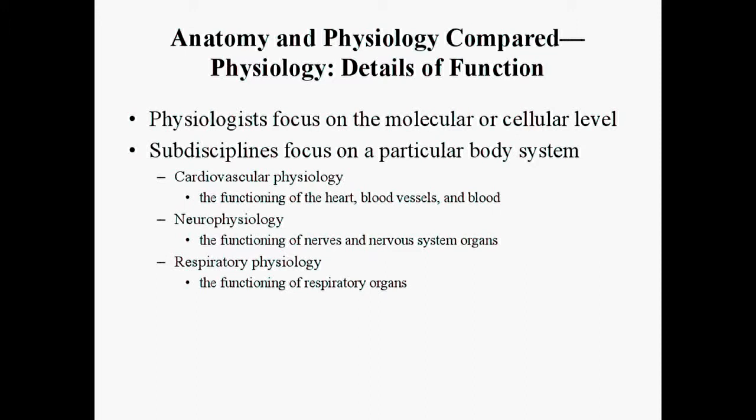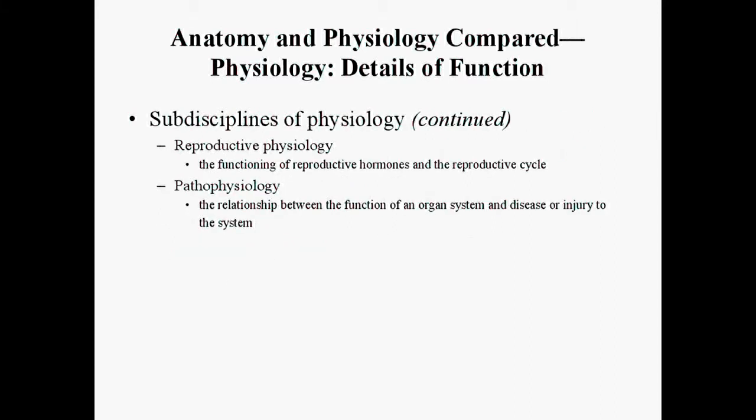When you are examining physiology, it is generally broken up based on the particular body system that you are trying to study. An example would be cardiovascular physiology, where you are examining the heart, the blood vessels, and the blood. Another example could be neurophysiology, where you are examining the functioning of the nerves and the nervous system organs. Or even, again, pathophysiology, patho meaning disease, and that is examining how disease will affect the functioning of a particular system.